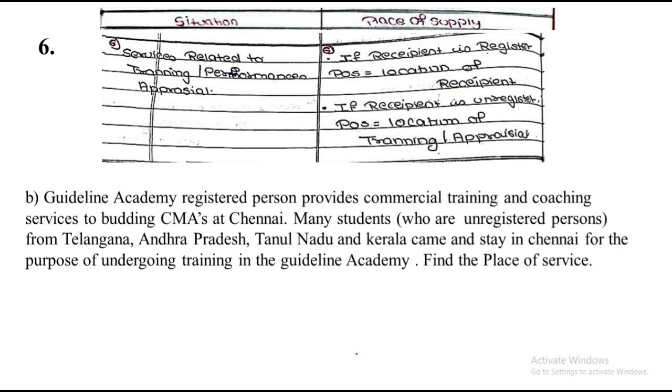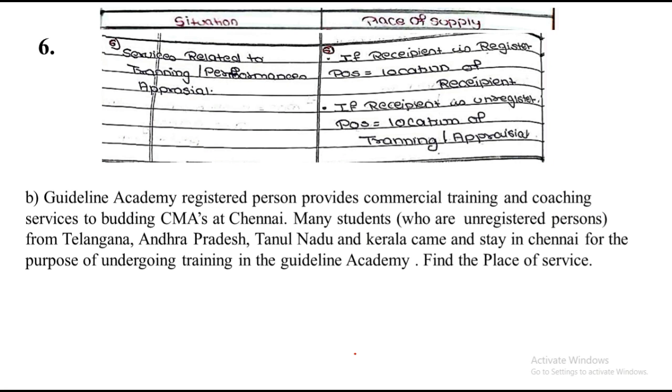We go ahead. We'll take our second example, again based on training. Guideline Academy, a registered person, provides commercial training and coaching services to budding CMA students at Chennai. Many students who are not registered, from Telangana, Andhra Pradesh, Tamil Nadu, and Kerala, came and stayed in Chennai for the purpose of undergoing the training in the Guidance Academy. Find the place of supply.